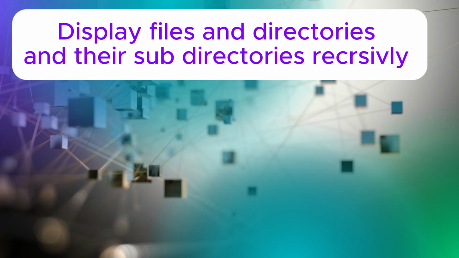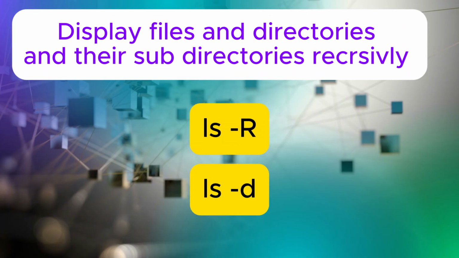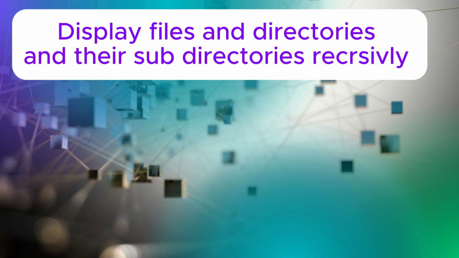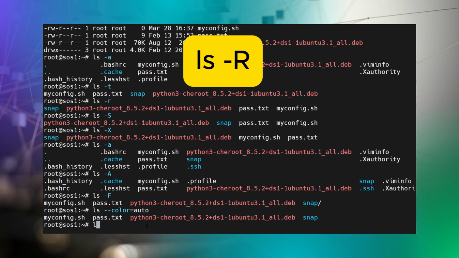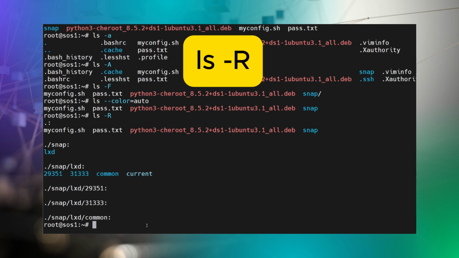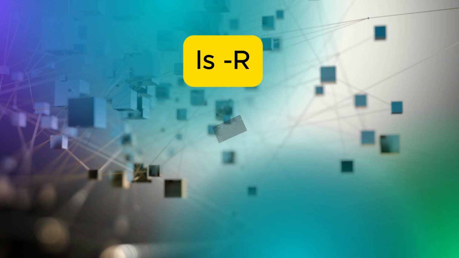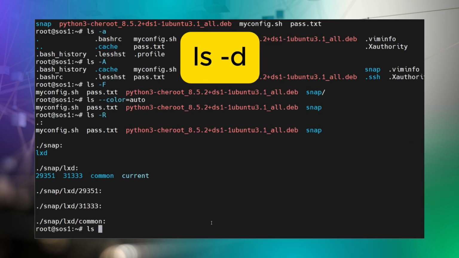Okay, if you need to view files and subdirectories as well, you can use the capital R or d option. ls with the capital R option will list all files and directories recursively, meaning it will show all the subdirectories also. ls with the d option will display only directories, excluding regular files.